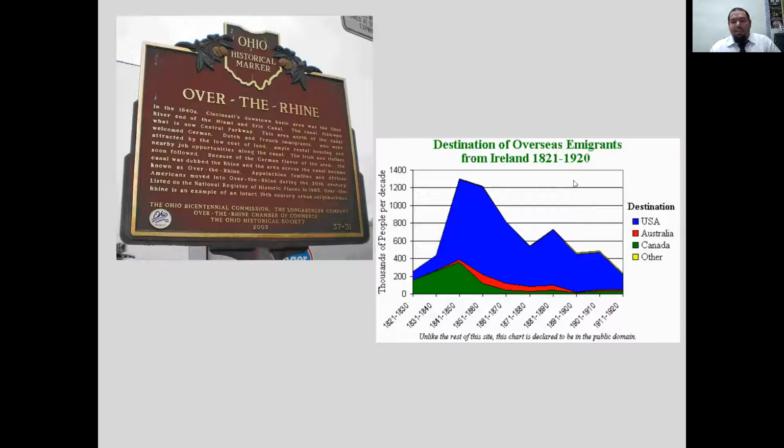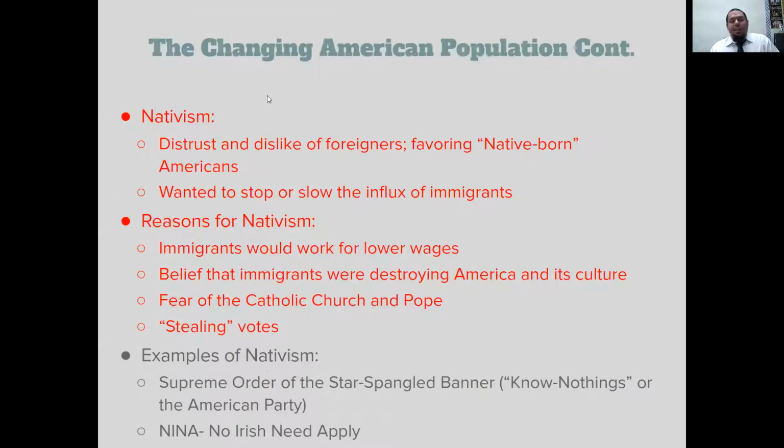And as you can see, this is a destination of overseas immigrants from Ireland, and they mainly came to the United States. Okay, continuing on, you have this idea of nativism, and you could almost say this is the first instance of legal racism in the United States, just because it's basically the distrust and dislike of foreigners where they favor native-born Americans. And what's funny about that is they were immigrants too, who just happened to be born in America from immigrant parents.